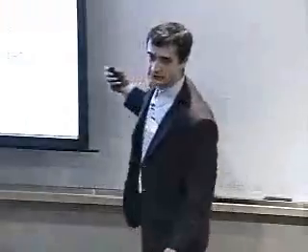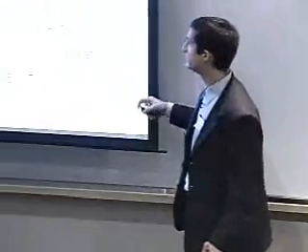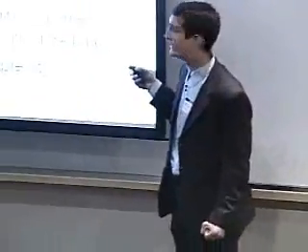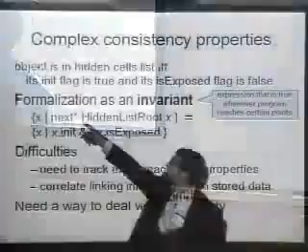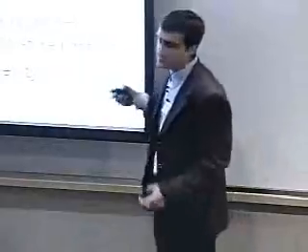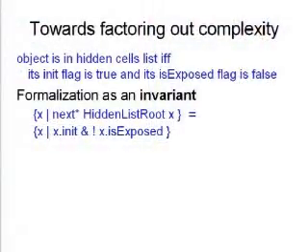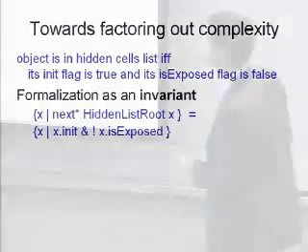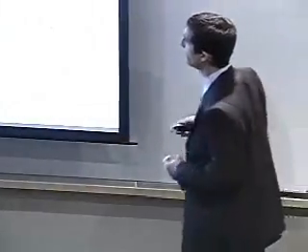And so the difficulty in statically verifying such a property is that we need to precisely track reachability properties, namely whether something is in the set of reachable objects or not. And then we need, in addition, to correlate these reachability properties with values of Boolean flags. So the approach that I'm going to take is actually to refactor this complex invariant. How am I going to do that?